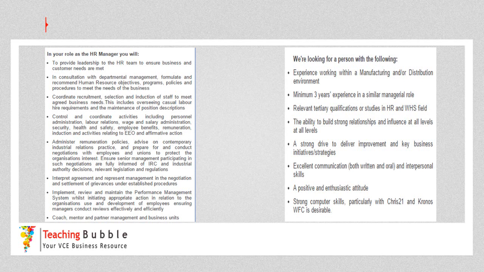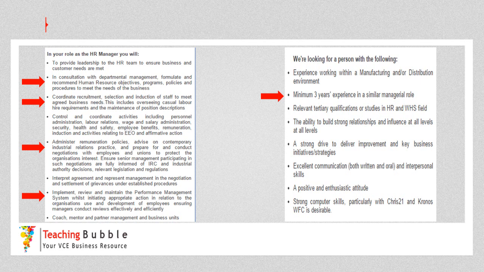If we have a look here, then we've got an example of a job advertisement. And this is a human resource manager. So if you have a look on the left here, we've got part of the job description, and on the right-hand side is part of the job specification. So things like, we'll just go through a few: in consultation with department management, formulate and recommend human resource activities. Objective: coordinate recruitment and selection, induction of staff, administer remuneration policies. All right, looking at industrial relations practices, those types of things, and implementing and reviewing and maintaining performance management systems. So looking at the performance of team members. And so they're the things that actually are required in a particular job.